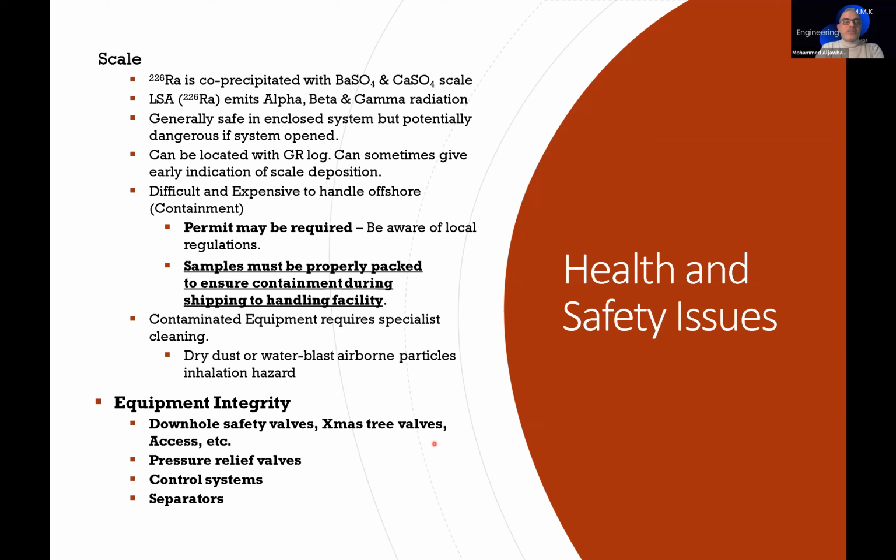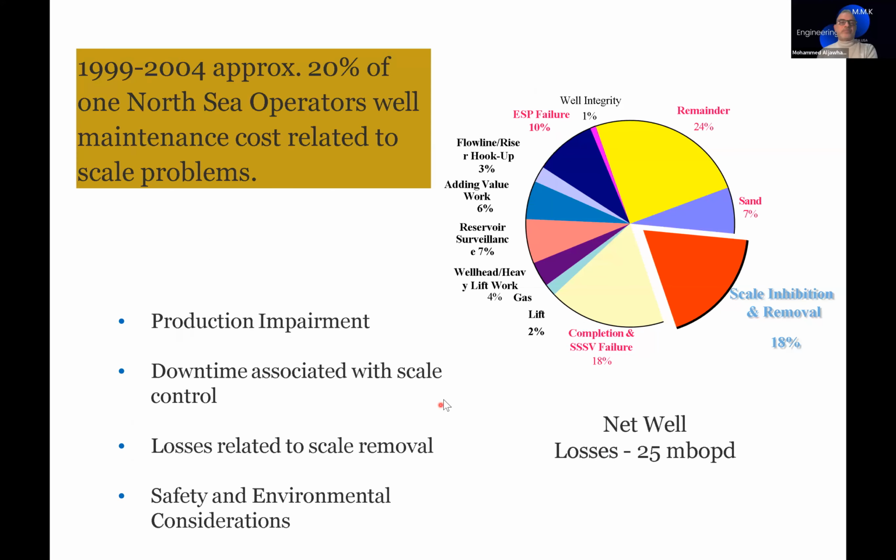We can see it in the downhole safety valve, Christmas tree, pressure relief valves, control system, separator, etc. So in these places we can investigate for any type of radiation. We can check these parts as a further investigation of any radiation from this scale before taking any action.